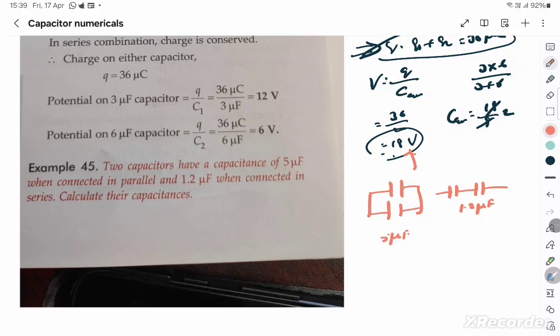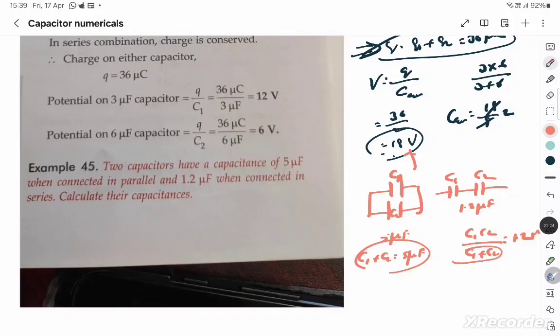When they're connected in parallel, consider these as C1 and C2. In parallel, C1 plus C2 is equal to 5 microfarad. In series, C1 C2 by C1 plus C2 is given to be 1.2 microfarad. And C1 plus C2 can be substituted here, so C1 into C2 equals 5 microfarad into 1.2 microfarad.